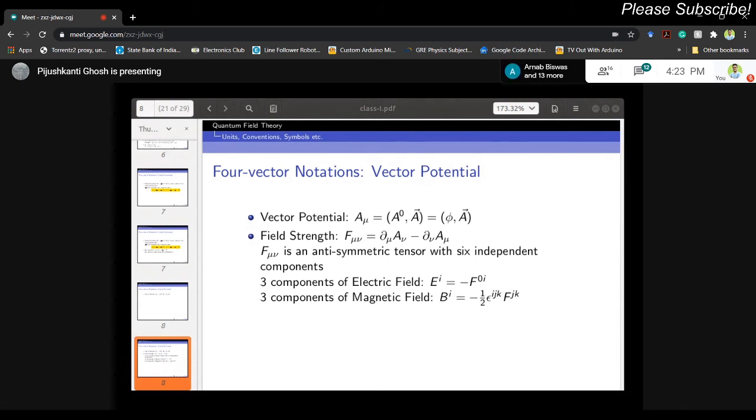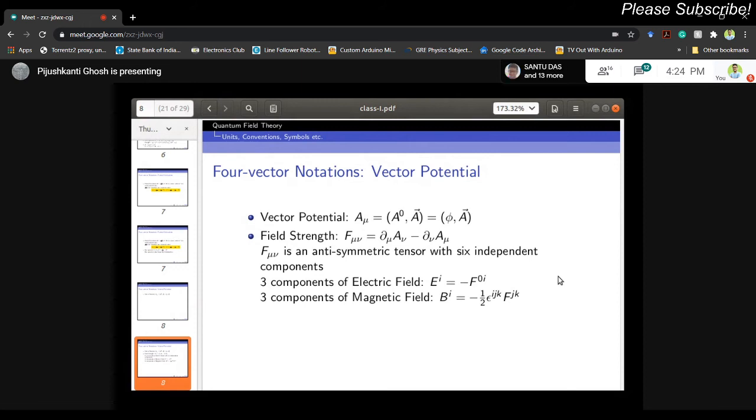Clear? Yes, sir. Okay. So we have to identify these 6 independent components, and that's what I have done here. You have electric fields, 3 components, and the magnetic field, 3 components. Now you see that E_i, suppose you take i equal to 1, that is the x direction of electric field, minus f_01. Minus f_01, using the definition of field strength, del_0 A_1 minus del_1 A_0.